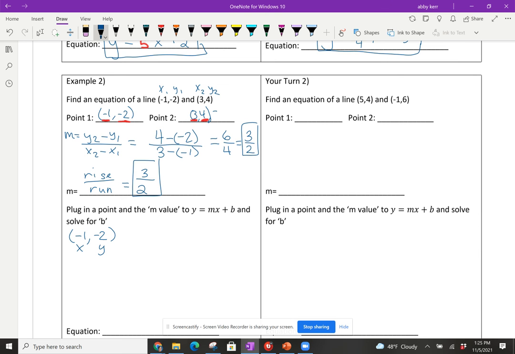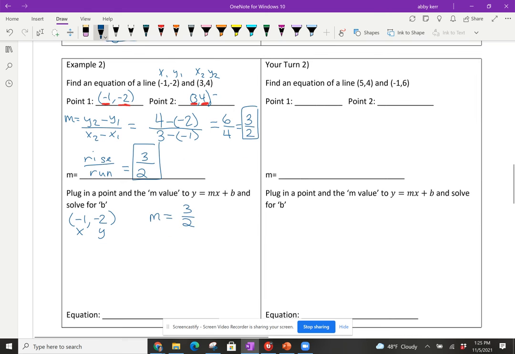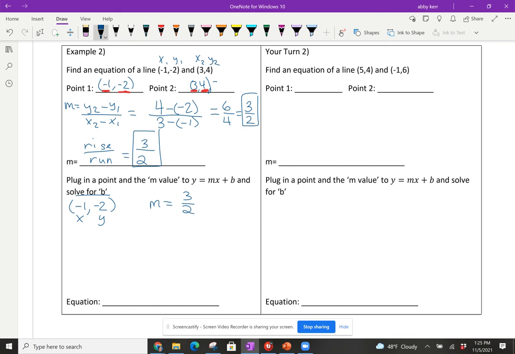It's always labeled XY, and then we just found our M to be 3 over 2. Now it says solve for B. We're going to have to plug in these 3 numbers and solve for B. Where are we going to plug them into? This equation.